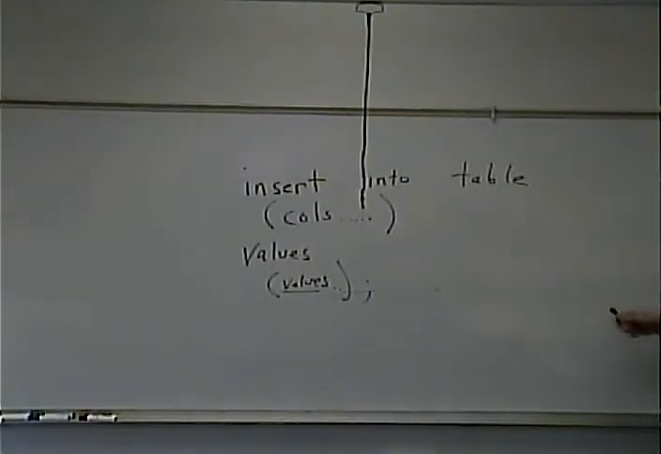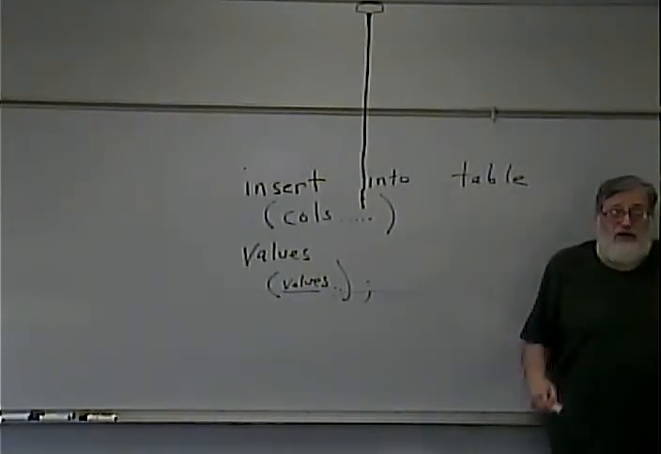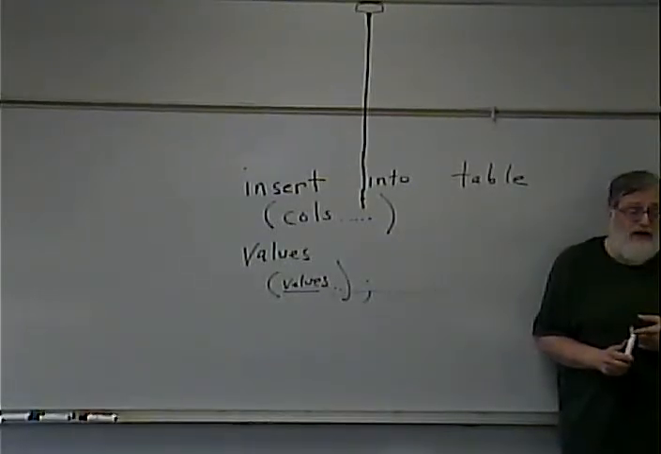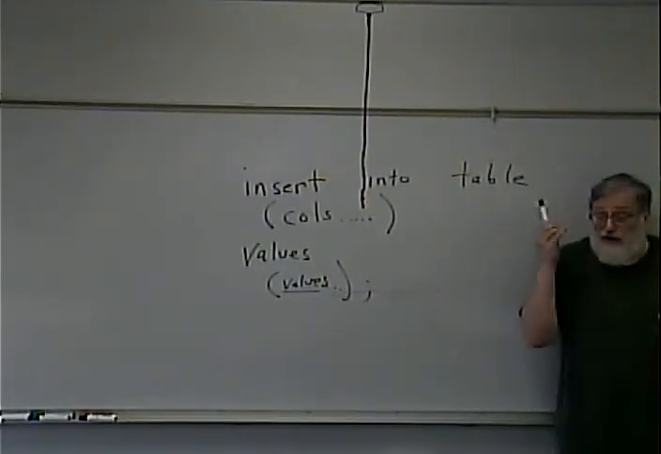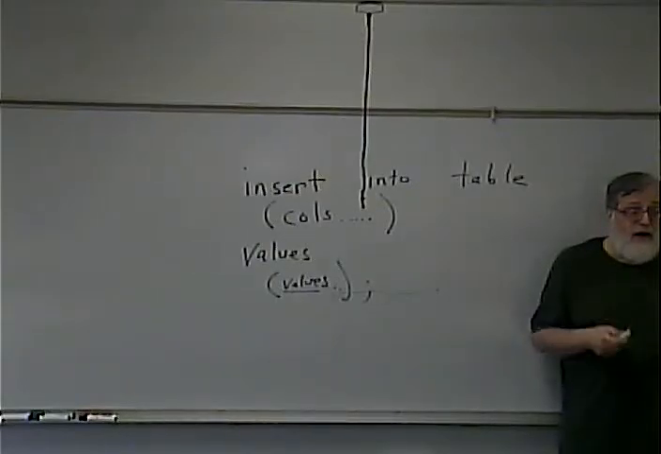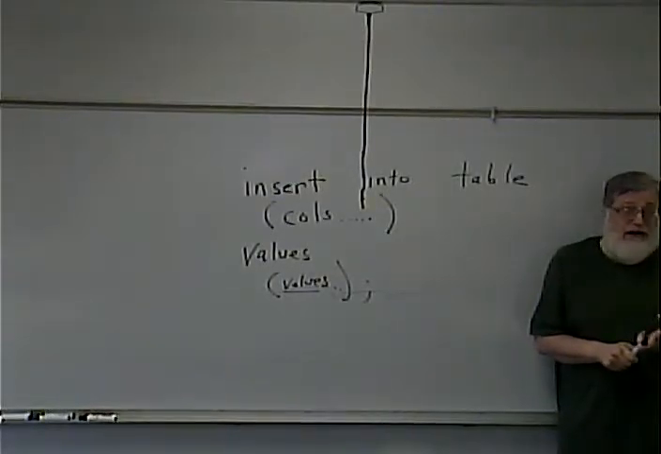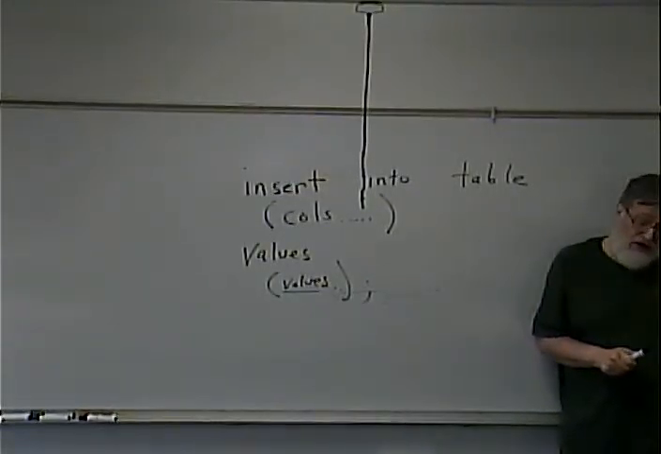So, what are some examples of constraints? The wrong data type. I try to put a string in a numeric field. That's going to fail. Missing a field that is required. That is going to fail.